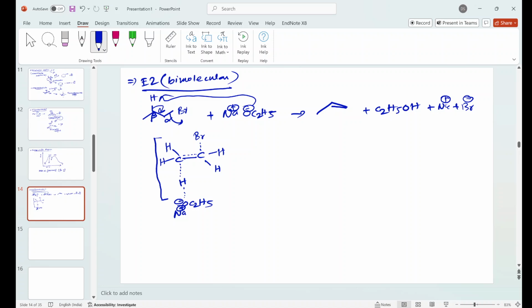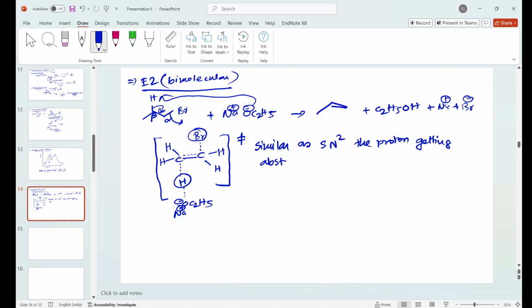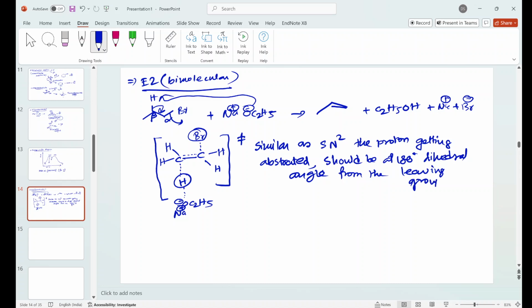Important thing is that this proton which is being abstracted should be at exactly 180-degree dihedral angle from the leaving group, similar to SN2. What is dihedral angle?